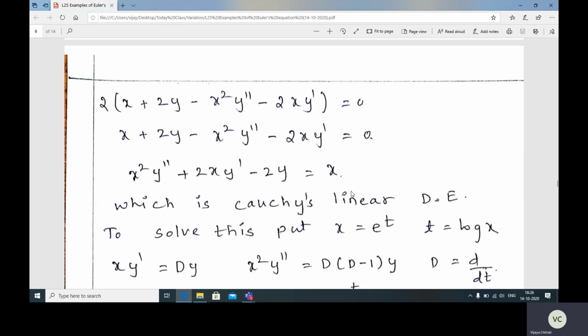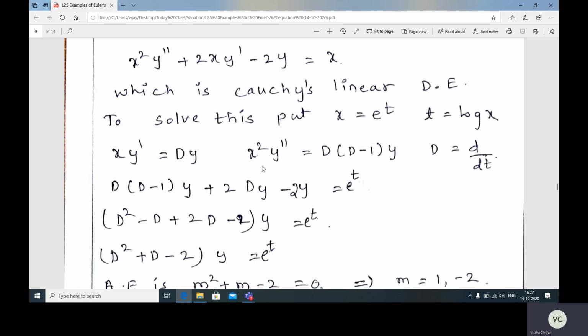Now see this one. This is a Cauchy's linear differential equation, and to solve this, first you need to bring this Cauchy's linear differential equation into the form of a second order ordinary differential equation. For that, substitute x equal to e^t. So t is log x, and xy' is D into y, and x²y'' is D into (D minus 1) into y. So we have taken capital D as d/dt.